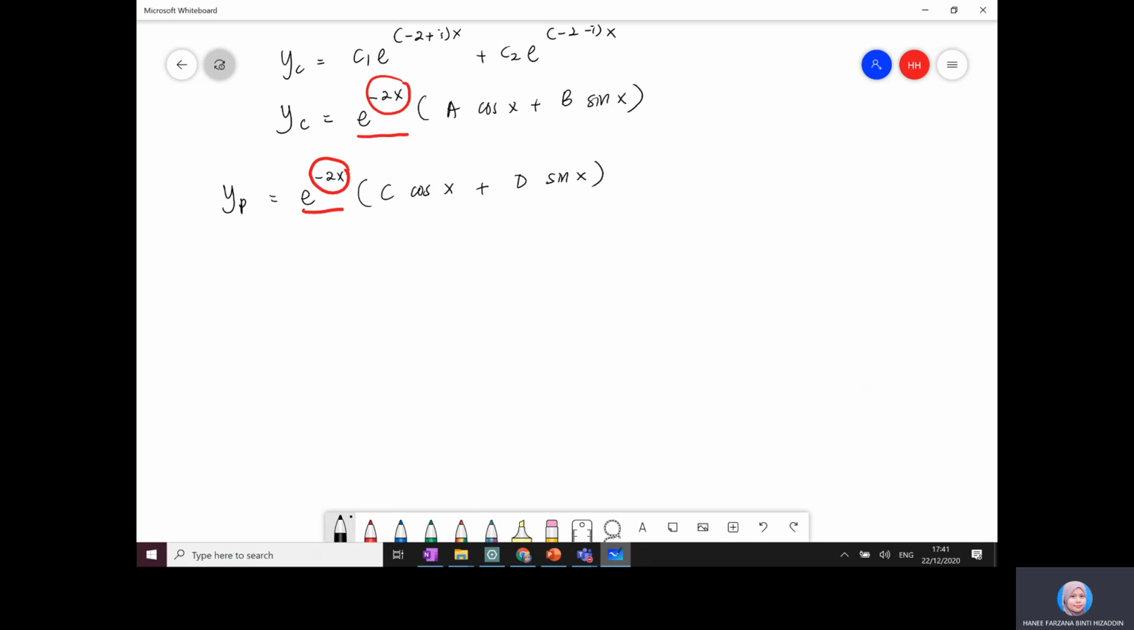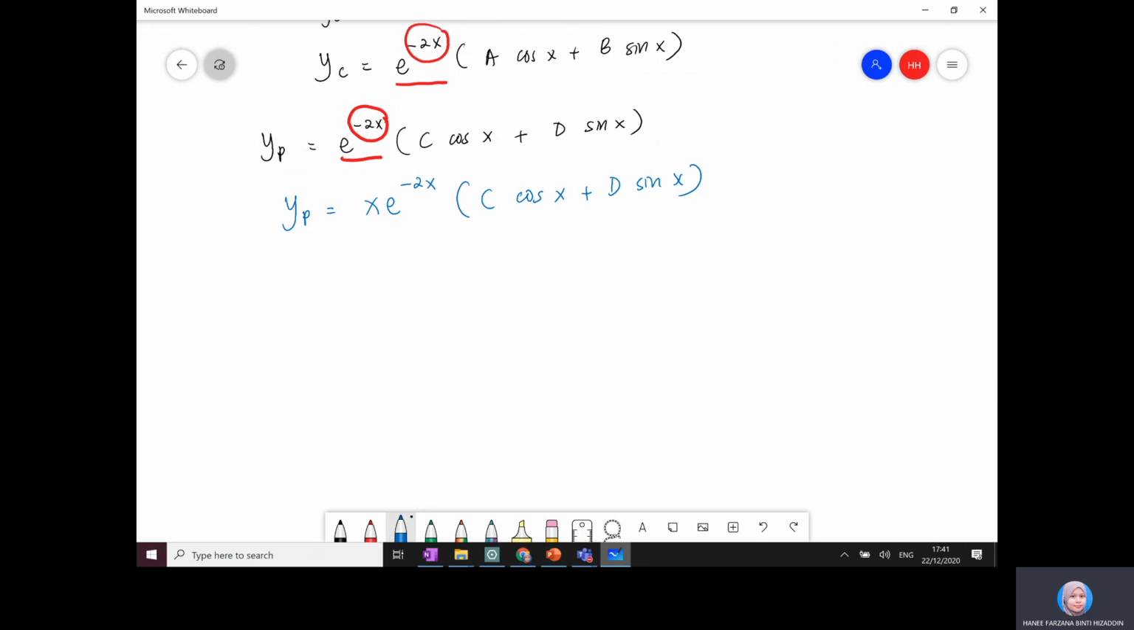So we need to put in some extra effort. We propose another yp, where we put an x in front. So yp is x e to the negative 2x, and the rest would be the same. Now comes the hard part of finding the coefficients, because now you need to do the dy dx and d2y dx squared.